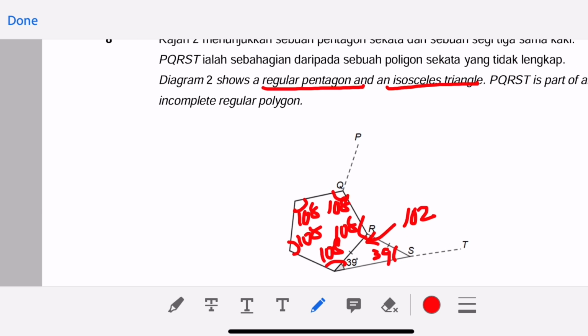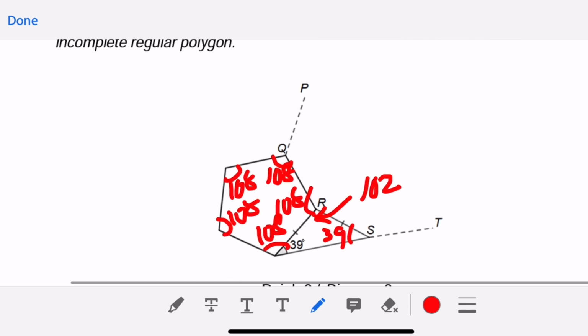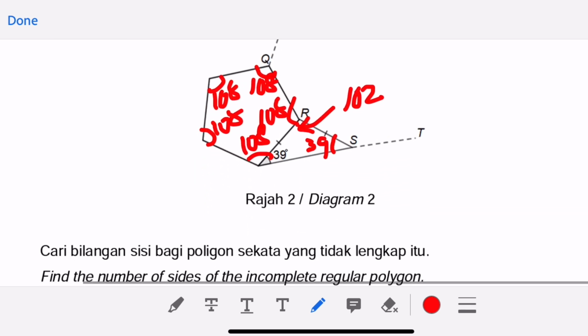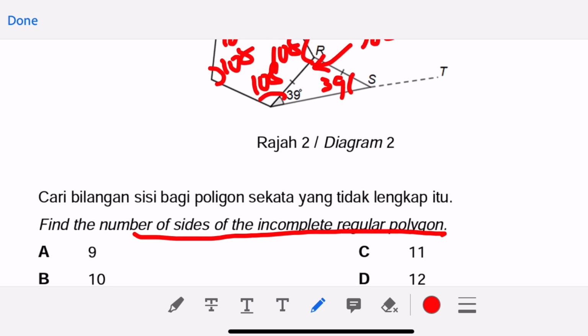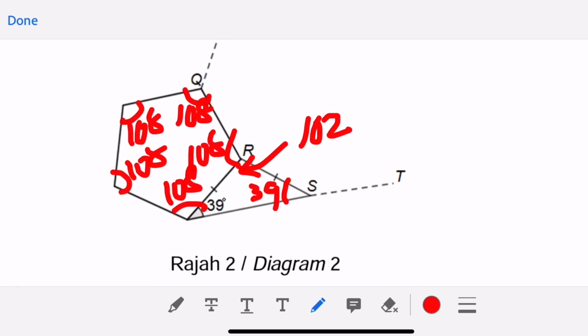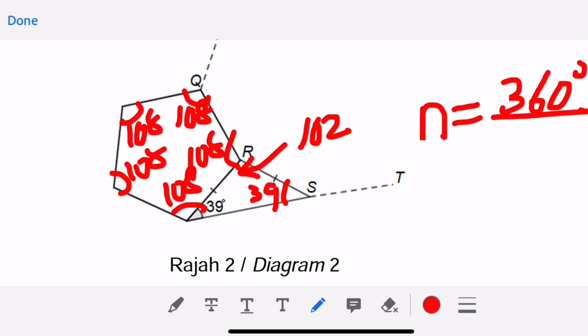So now what is the question asking? PQRST is part of an incomplete regular polygon. So find the number of sides of the incomplete regular polygon. Number of sides. So, okay. Number of sides is 360 divided by the exterior angle, right?